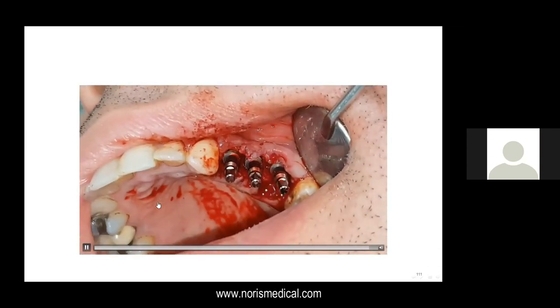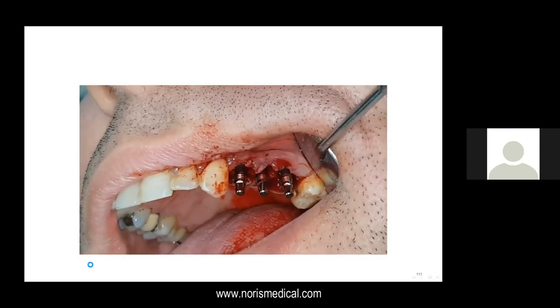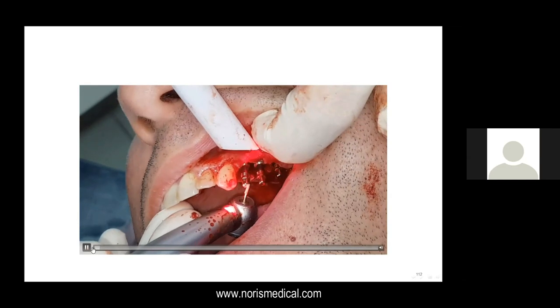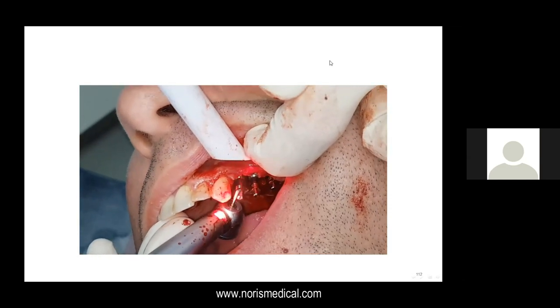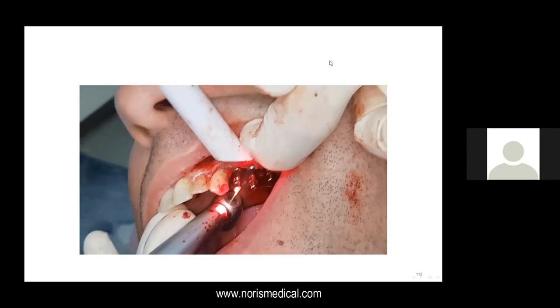Now, of course, in this case, we cannot bend the implants. So we will continue actually to the next. Here I prepare the implants so they will fit the occlusion.